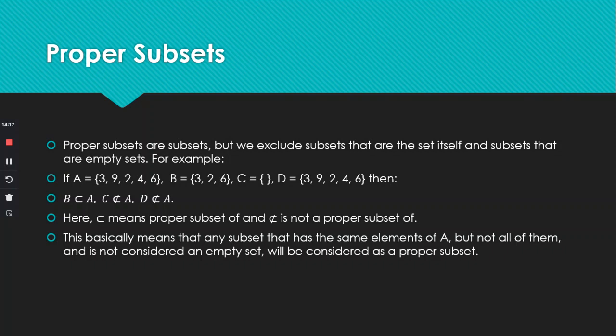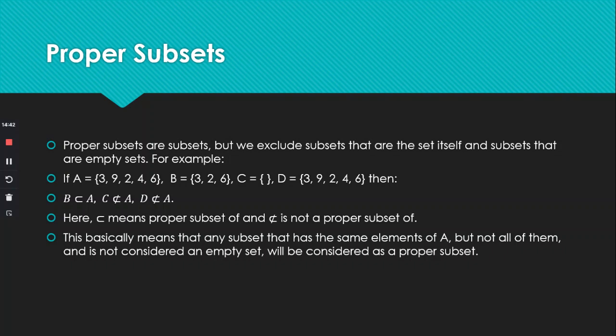So basically, the proper subsets are the sets which have some of the elements that A has, but not all of them and not none of them. B here, 3, 2, 6, is a perfect example of a proper subset. 3, 2, and 6 are inside A. So we can say B is a proper subset of A, C is not a proper subset of A, and D is not a proper subset of A.